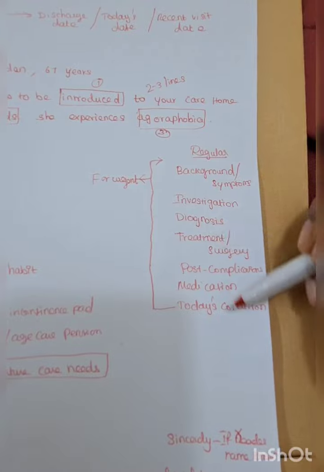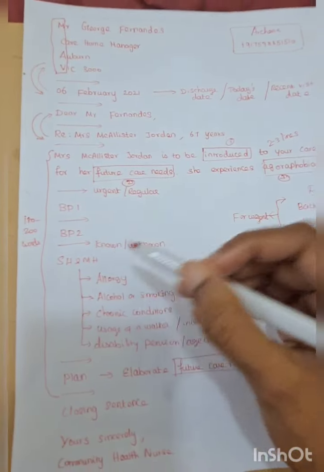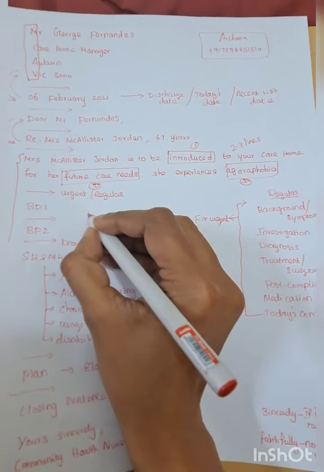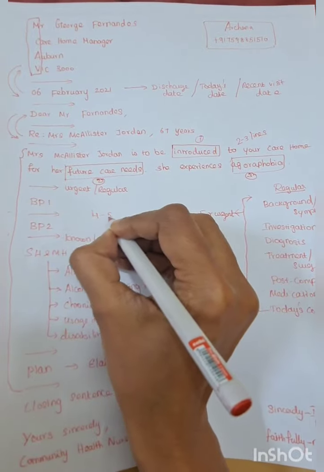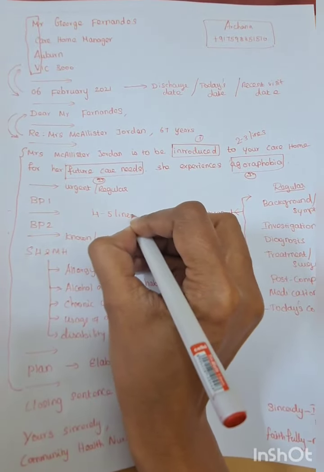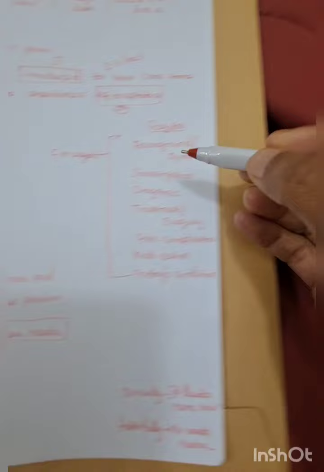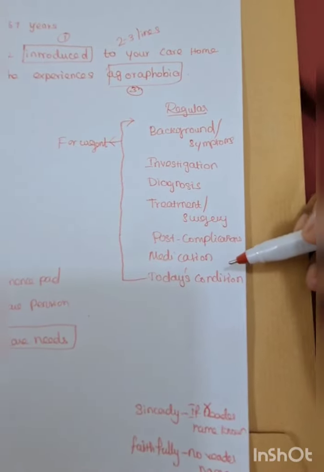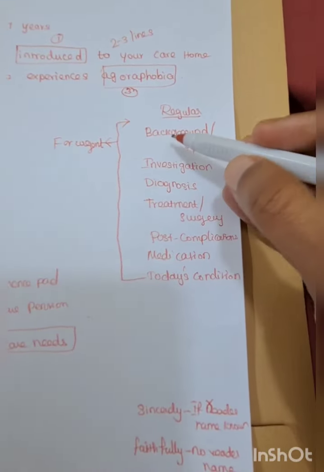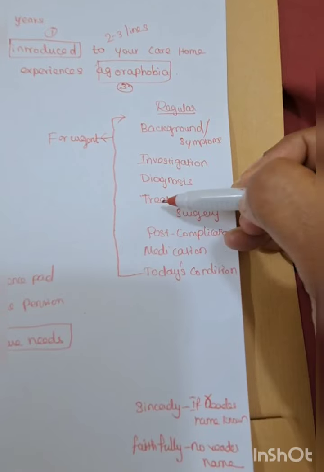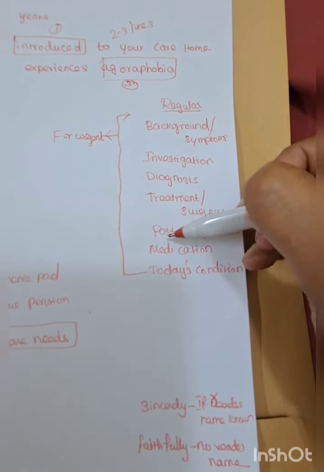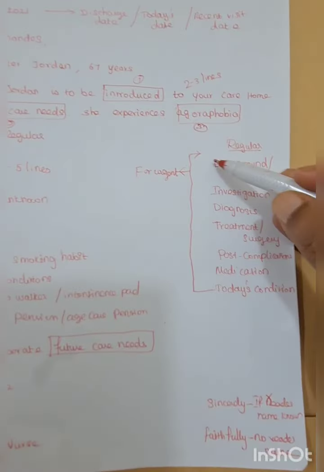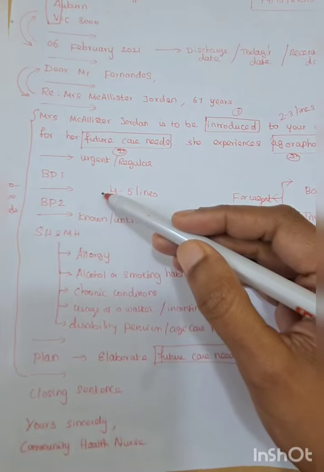This will be depicted in body paragraph 1 and body paragraph 2. A paragraph will be approximately 4 to 5 lines, maybe 40 to 50 words. So this information cannot be given in just one paragraph. So segregate, for example, background, investigation, diagnosis and treatment in one paragraph, and post complication, medication and today's condition in the second paragraph. So this is body paragraph 1 and body paragraph 2. That is what I have given here.